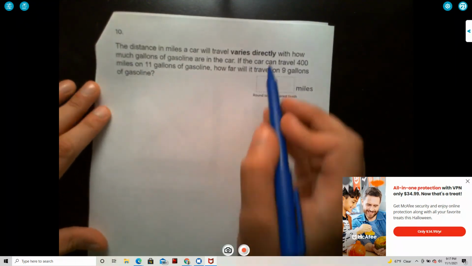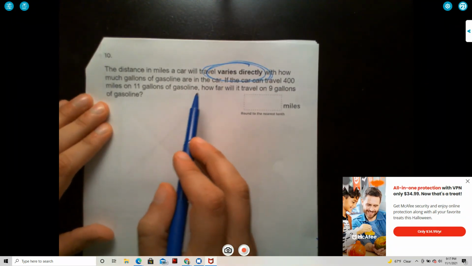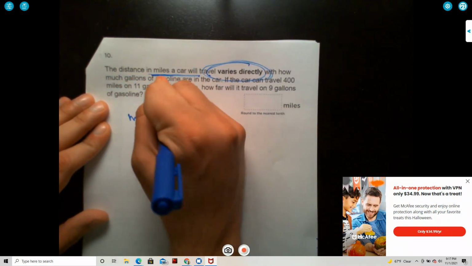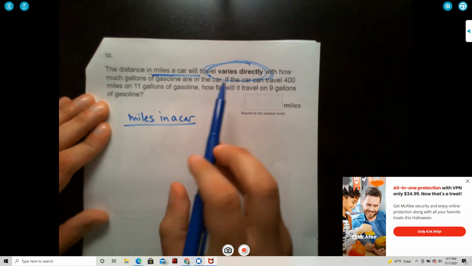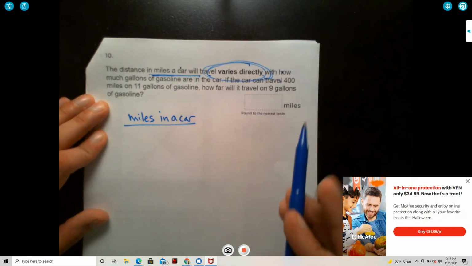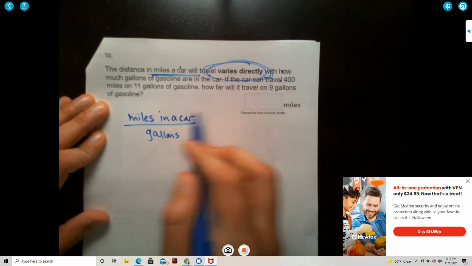All right, so this is one of those varies directly questions. So whenever you see that word varies directly, you're going to set up a proportion. So you're going to have two labels, two situations, or two things that we're going to be comparing. So you want to find that first. So let's just read it. The distance of miles in a car will travel. So miles in a car. So we're going to be dealing with miles in a car divided by, varies directly with what? So remember, our label is always on this side and our label is always on this side. With how much gallons of gasoline.